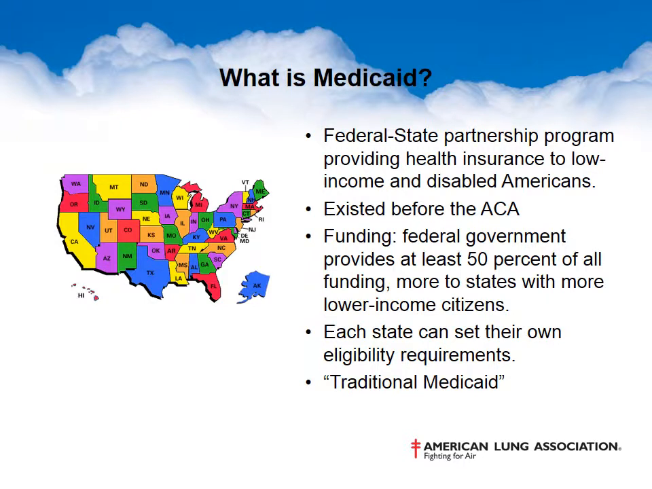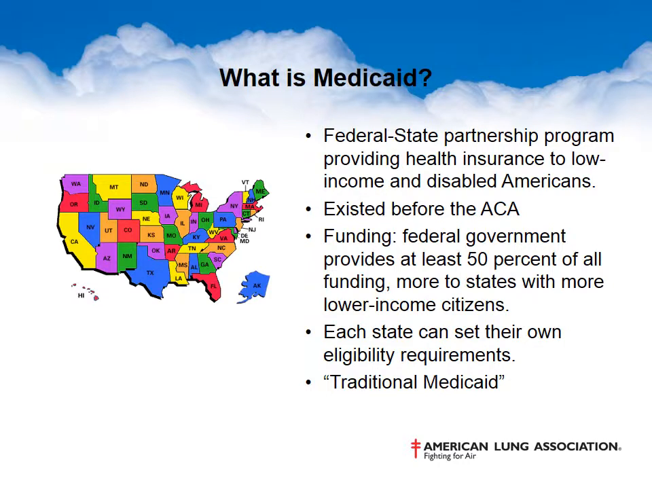The federal government reimburses state Medicaid programs through the FMAP program, and the percentage that it reimburses is dependent on a formula that is based on how many low-income citizens are in that state and would therefore be in need of Medicaid. Each state can set its own eligibility requirements for Medicaid.